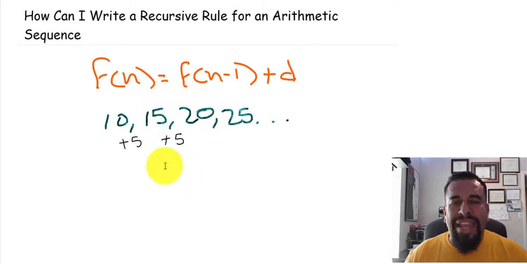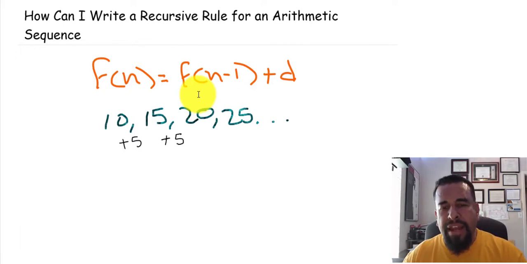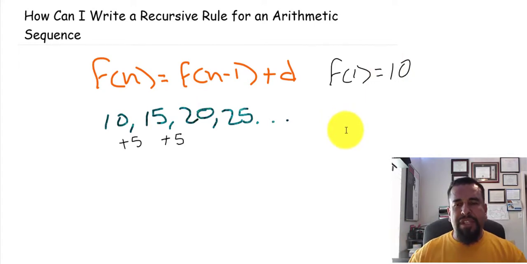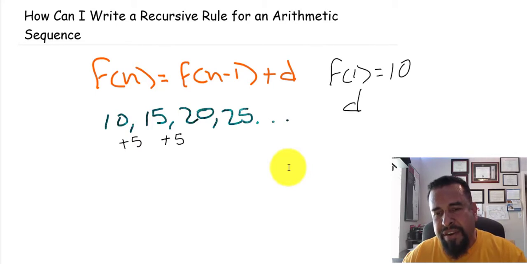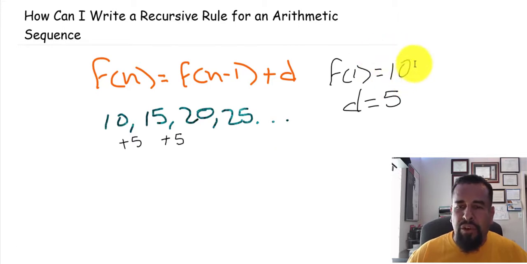So in order to write a recursive rule, you need two things. The first one is they must give you f of 1. In this case, we know that f of 1 is equal to 10. That's the first thing you must know. The second thing I need to know is the common difference. That I need to find on my own, and as we found, it is 5. So my common difference, represented by d, is 5. So there I have my first term with the value of 10 and the common difference, which is 5.